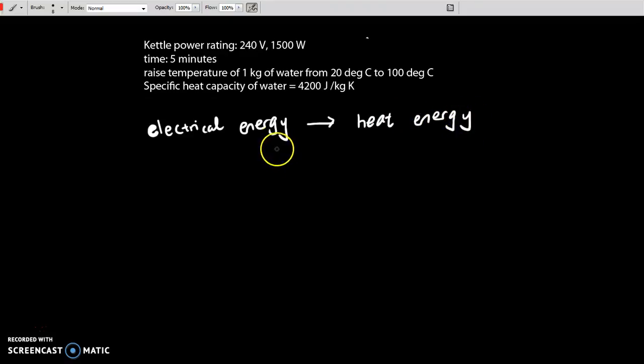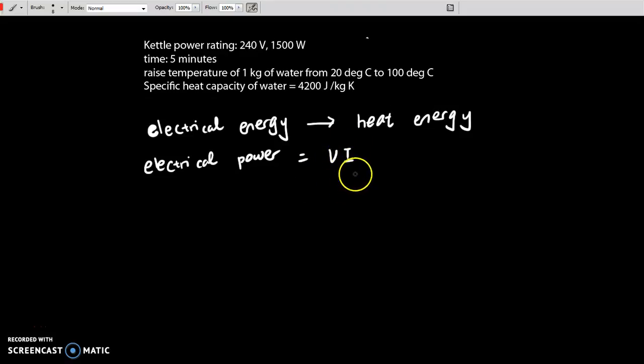Now, electrical energy in this case is still pretty simple, but most of the time, for Cambridge, instead of giving you the power rating of the kettle as 240 volts by 1500 watts, they can give you the current instead. So if they give you current, then you have to recognize that electrical power is equal to VI.